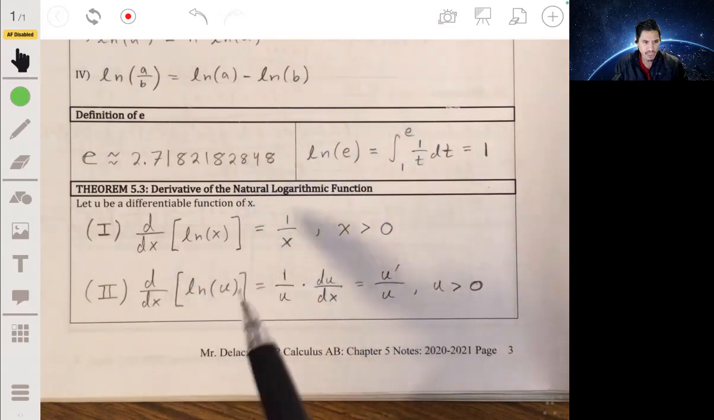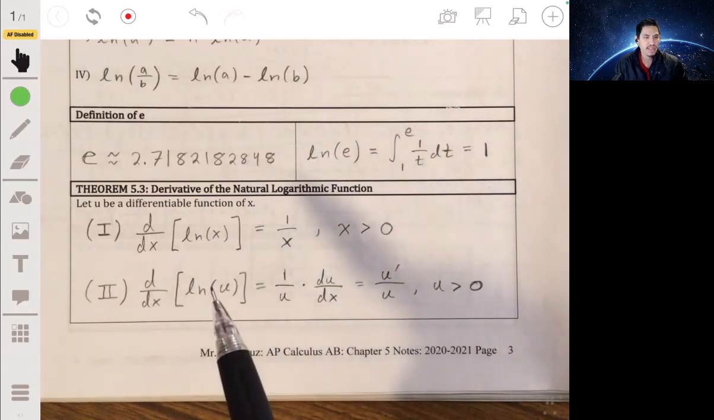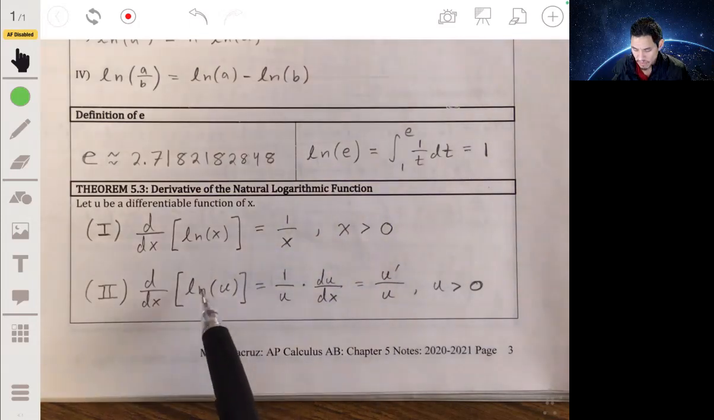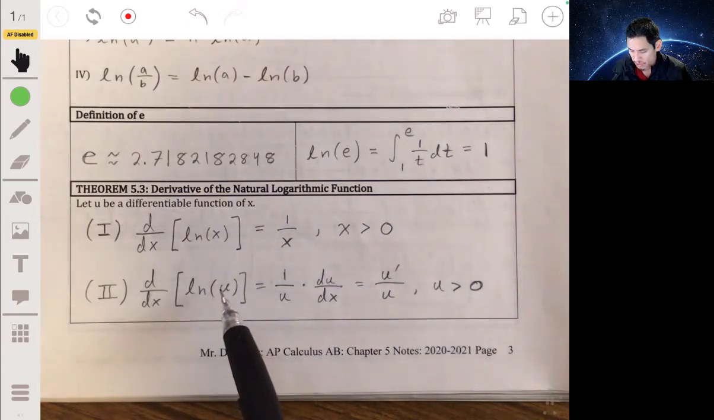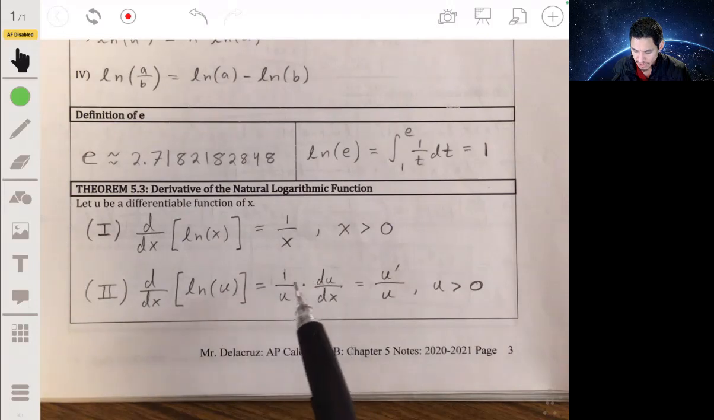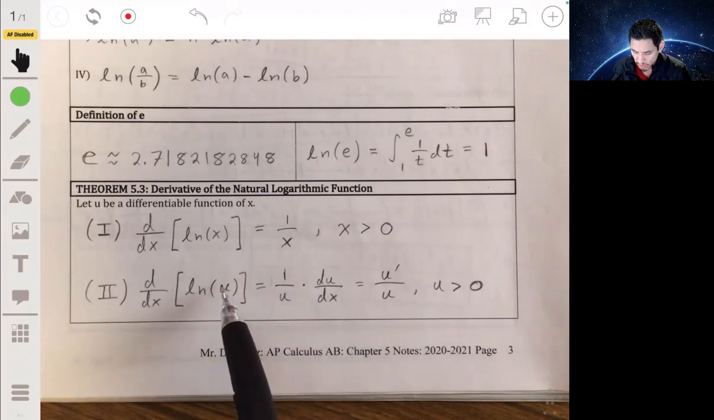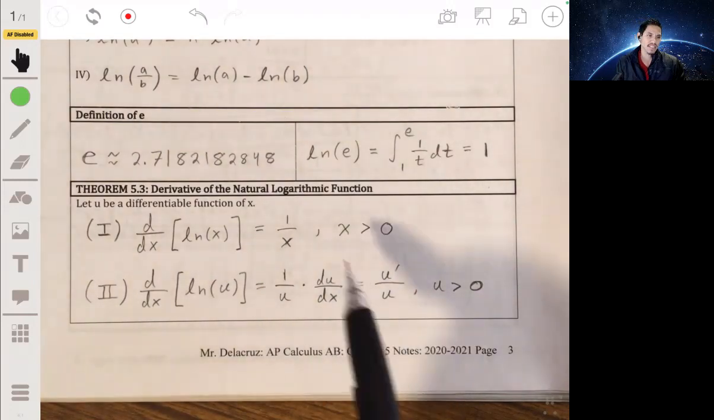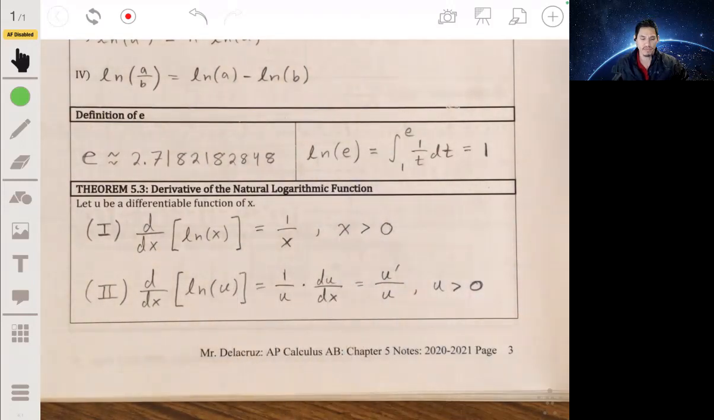So if we have the chain rule, we simply would take the derivative of the inside function. Let's say if we make it the natural log of u, so using u substitution, we would take the derivative of the inside, so derivative of u with respect to x, times 1 over u. So 1 over u times du over dx. And that's essentially the same thing, but just using the chain rule.